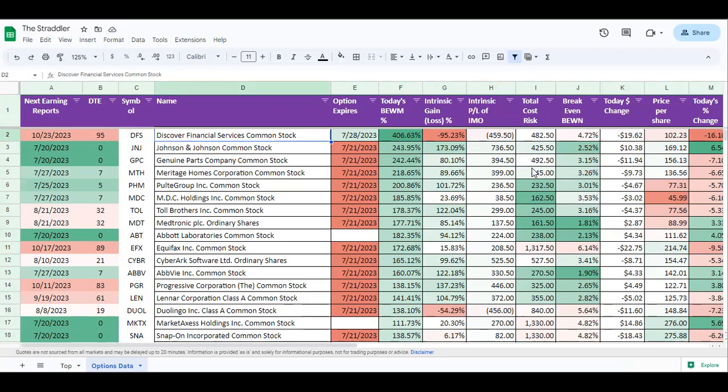Right now, here at 12:36 p.m. on the East Coast, what should I do with my available balance to purchase options? We're going to go through that and we're going to make a purchase. So first thing that pops up enormously is Discover Financial Services.